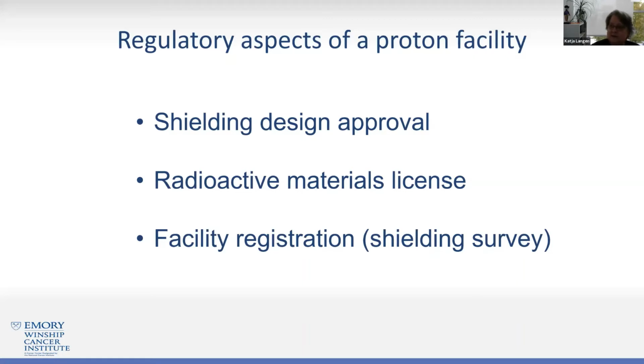I won't talk about this much more because Nissi will really deal with this. The second question you need to ask is, do I need a radioactive material license? And the answer to this may be yes. It depends a little bit on if you are under a broad scope license or if you're a single facility. So I'll spend a little bit of time talking about this. And then lastly, you may have to register your facility. And part of this is typically a shielding survey.